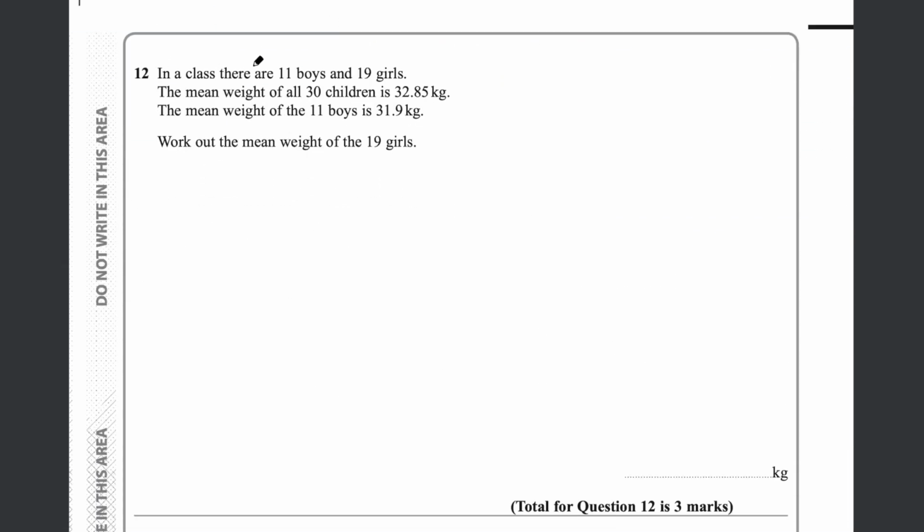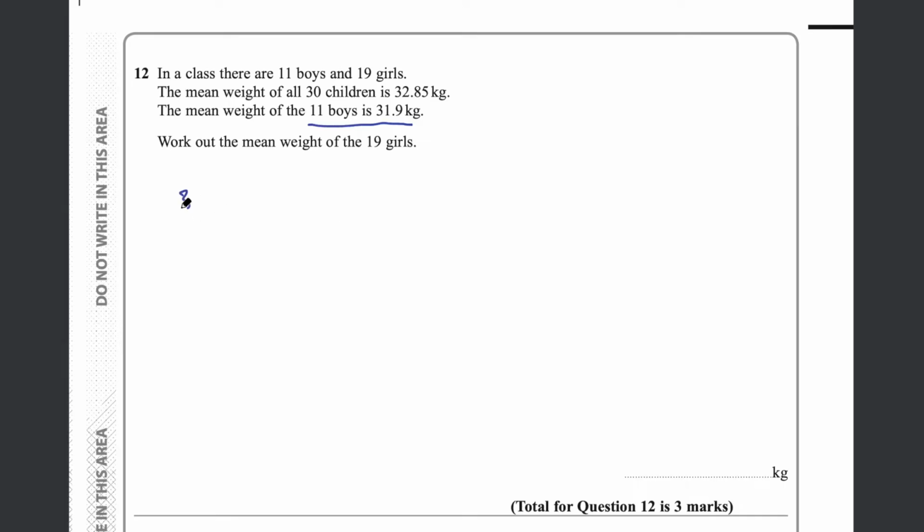Question 12 says, in a class there are 11 boys and 19 girls. The mean weight of all 30 children is 32.85. The mean weight of 11 boys is 31.9 kilograms. Work out the mean weight of the 19 girls. Using this information here, the 11 boys has a mean weight of 31.9. We can find the total weight of the boys, and then that will allow us to work backwards and find the weight of the girls and then the mean weight.